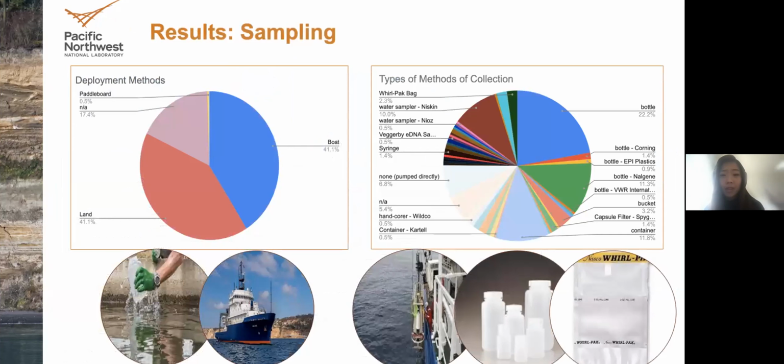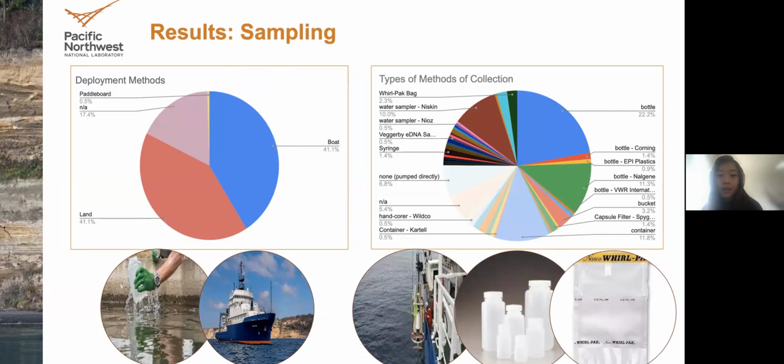Okay, so here are some preliminary results. For sampling, we looked at deployment methods as well as type of collection method. Some studies use boats and others sampled from the shore. So noting whether a boat was used for sampling is important, as there are various costs associated with operating a boat, such as fuel, labor hours.